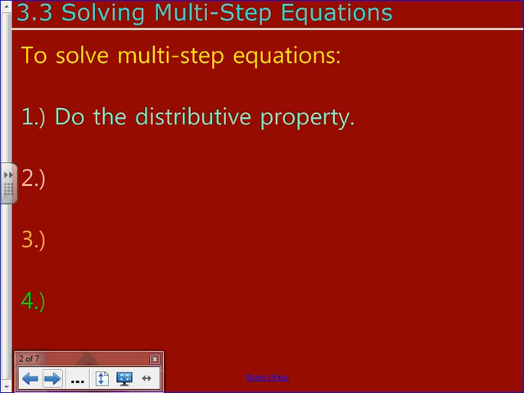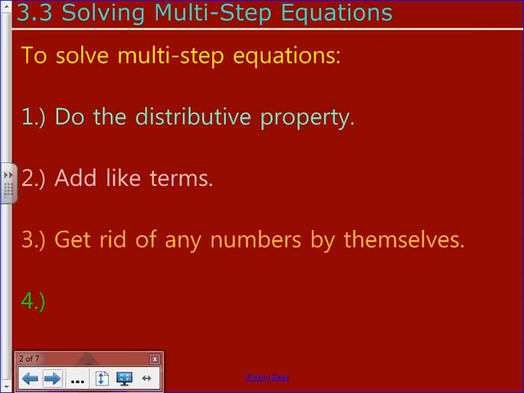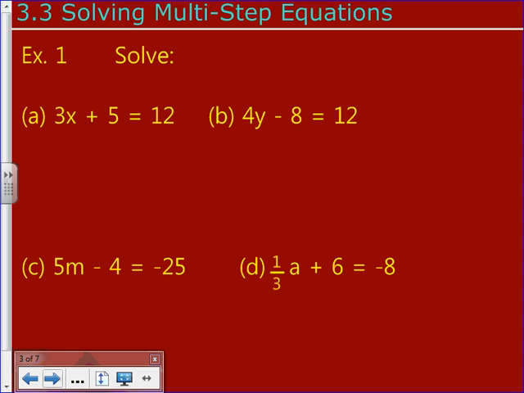First off, let's look for anything that has the distributive property. Secondly, look for any like terms. Then let's get rid of any numbers that will be by themselves. And fourth, we'll get rid of the number by the letter, or otherwise known as the coefficient. Okay, I said I was going to revisit those, so don't worry about writing them down now. I'm going to talk you through them as we go.